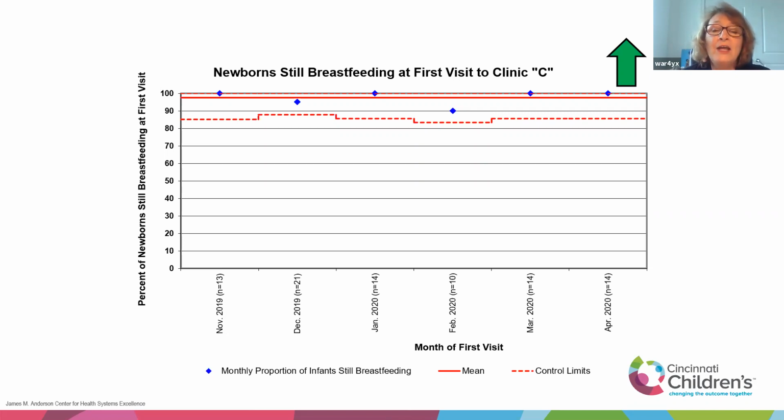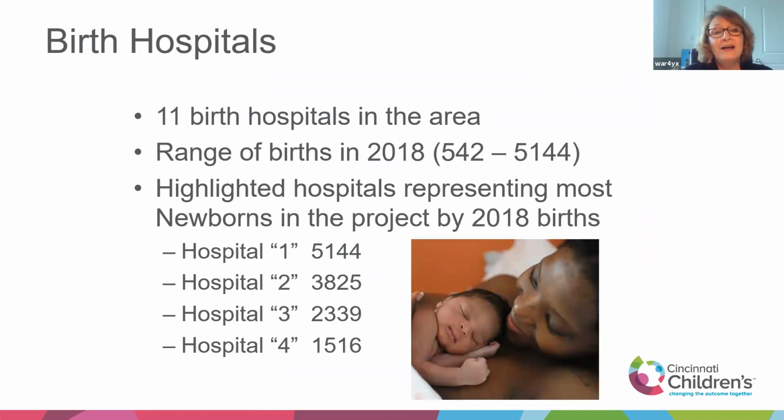Now the next slide, we are going to dive into what's happening at our birth hospitals. So we have about 11 birth hospitals who feed babies into our clinics. And the range of births in these hospitals is from 500 to 5,000. And we're only going to highlight 4 of them for you today that we've been able to aggregate numbers based on coming to our 3 clinics. Next slide.